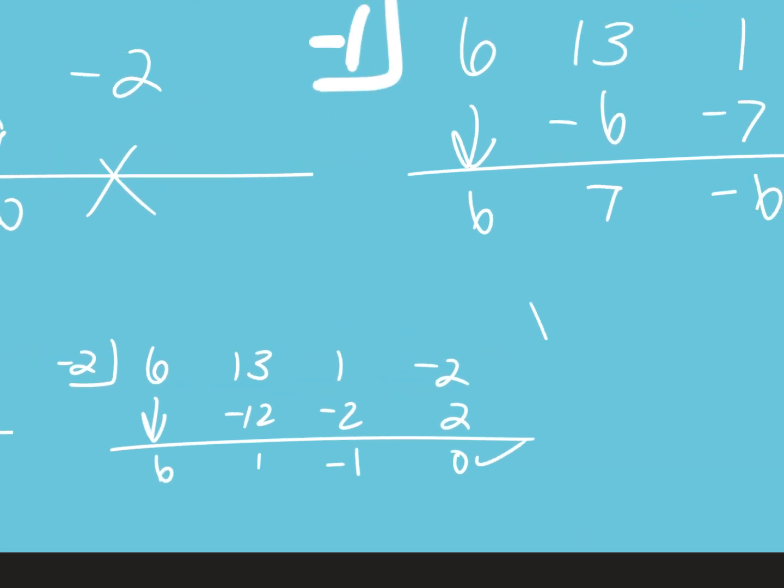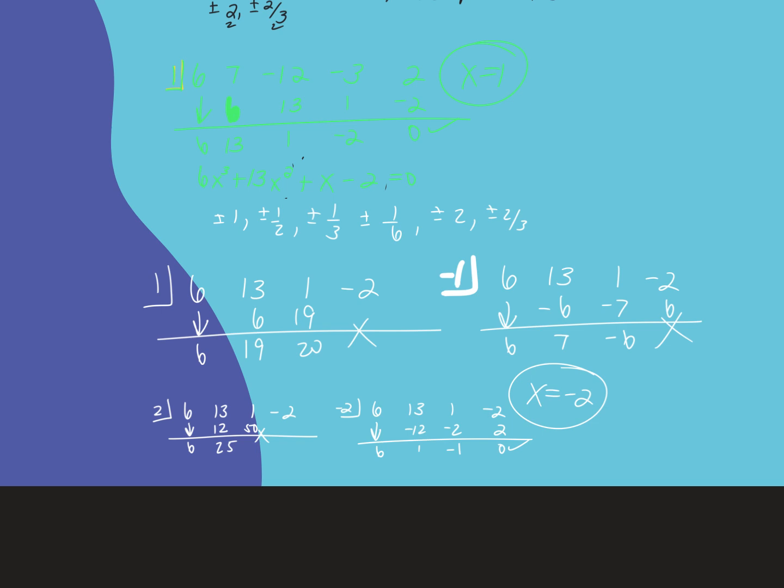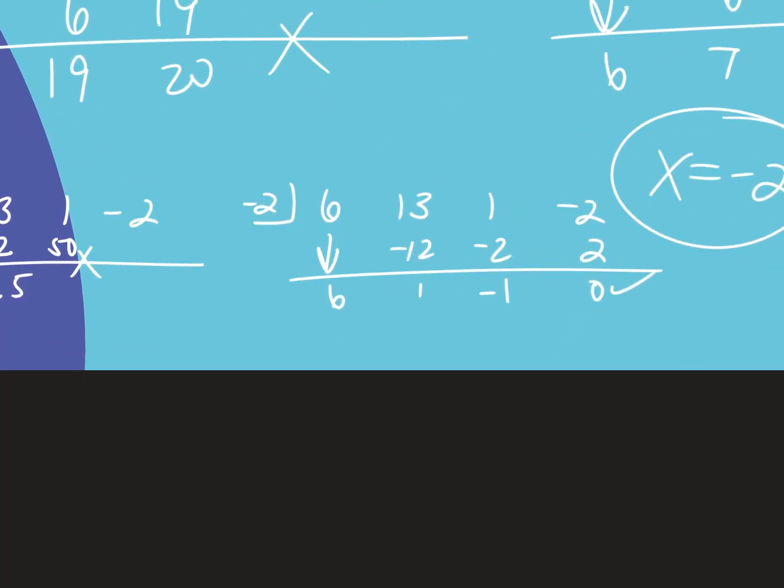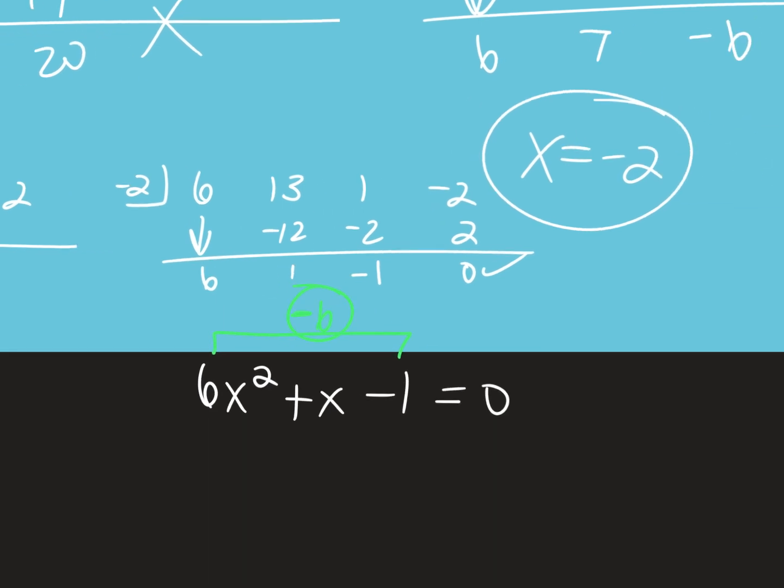So what else did we find is a solution? X equals -2. So we know this graph crosses the x-axis at 1 and -2. Now what do we do with our leftovers? 6x squared plus x minus 1 equals 0. All right, at this point, there's 3 options. We hope that this factors. If it doesn't factor, complete the square of the quadratic. Does this factor? Are there factors of -6 that multiply to give me -6 and add to give me a 1?